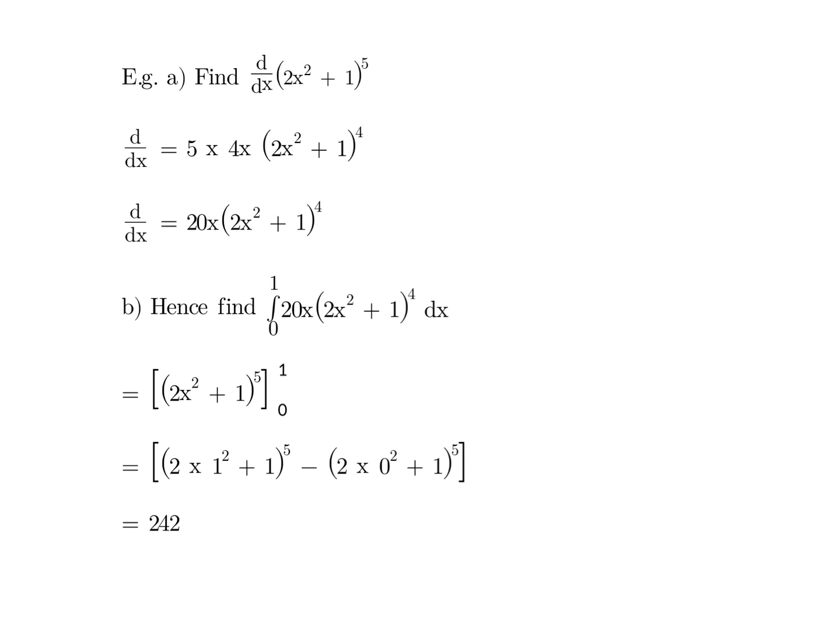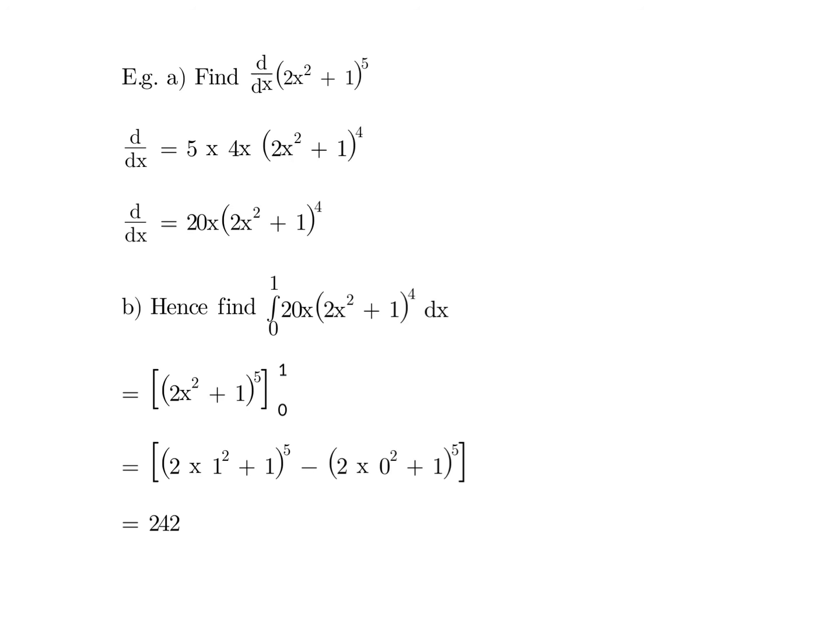So when you multiply out the front, 5 times 4x is 20x, outside of 2x squared plus 1 to the 4. So for part B, we're going to integrate from 0 to 1, 20x outside of 2x squared plus 1 to the 4. Well, from part A, we needed 20x, and we already have 20x. So therefore, the anti-differentiation of 20x outside of 2x squared plus 1 to the 4 gets us back to what we differentiated, 2x squared plus 1 to the 5, between 0 and 1.